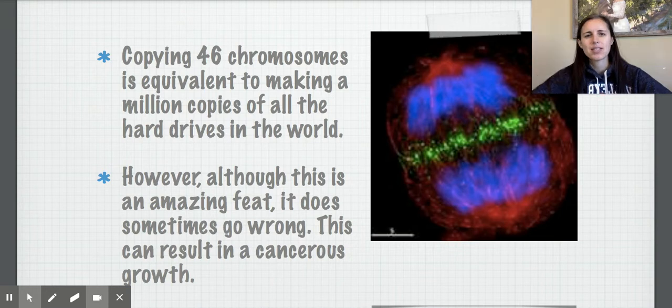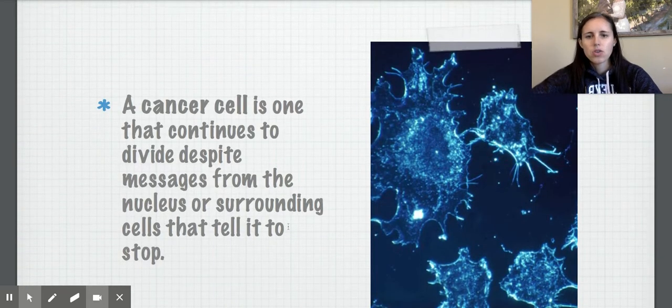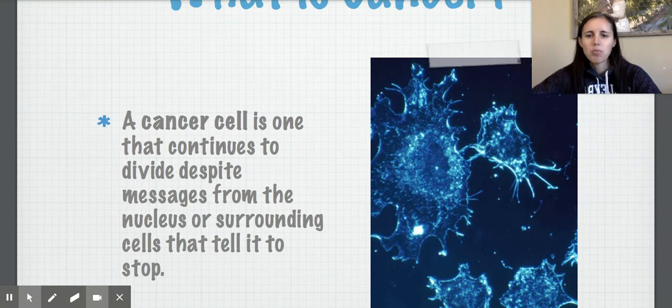So when I say what causes cancer, people often give me carcinogens, smoking, UV, but at the very cellular level, what causes cancer is cell division gone wrong. So if we're going to look at a cancer cell, what a cancer cell is, it's one that continues to divide despite messages from the nucleus telling it to stop. So cells only divide when they need to grow or repair, or they're being used in reproduction. A cancer cell is a cell that keeps dividing and dividing and dividing, even though everything around it is telling it to stop.